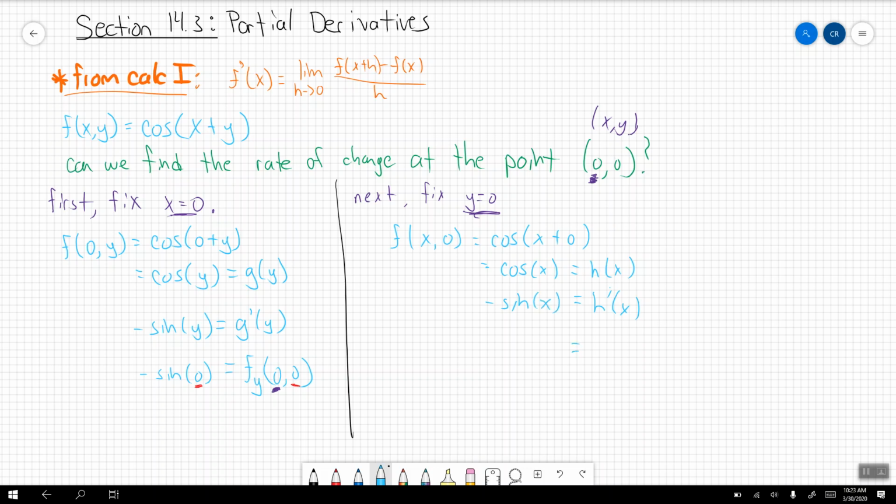Now, following through on this, h was this one variable function, but the one variable function was brought forth by fixing a constant on this two variable function, which means we really took the derivative of our initial function with respect to x. And here, we can say this was evaluated at the point 0, 0 to get this derivative.